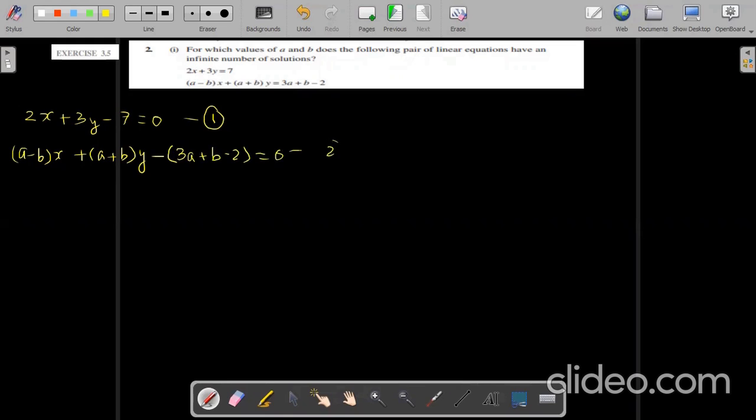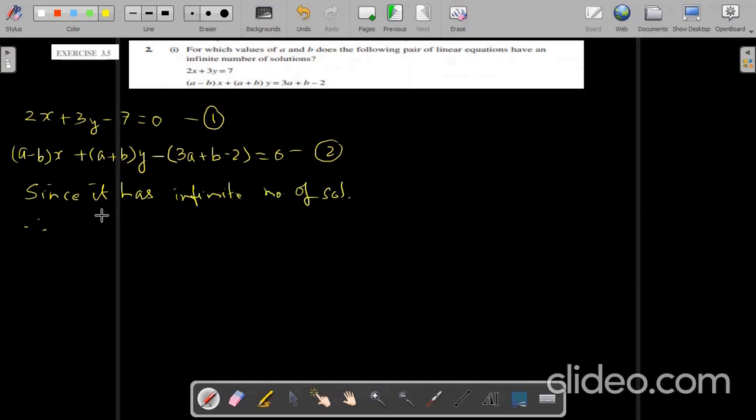This is our equation number 2. The system of equations has already been given as having an infinite number of solutions, so we can use that condition whenever it is given. Since the system of equations has an infinite number of solutions, what is the condition we can have?